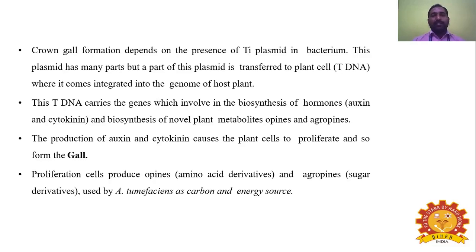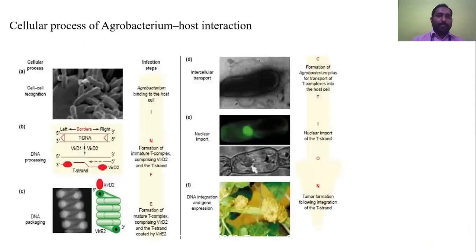part of the plants. And the biosynthesis of novel plant metabolites, that is the opines and agropines, is driven through these auxin and cytokinin hormones. The production of auxin and cytokinin causes the plant cells to proliferate, and can also cause crown gall disease. The proliferating cells produce opines, which are amino acid derived compounds, and also agropines, which are derived from sugar derivatives. Agrobacterium uses these as carbon and energy sources.